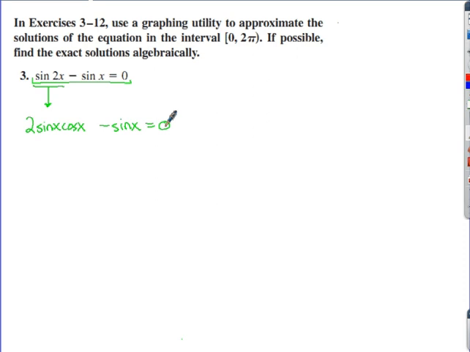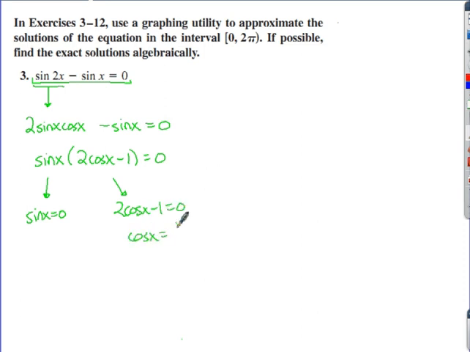Okay, so how do we solve this thing? Well, we need to, first of all, take out the common factor, which is sine x, and then we're left with 2 cos x minus 1 equals 0. All right, so that gives us two equations. The first one is either sine x equals 0, or the other alternative is that, I'll write it this way, 2 cos x minus 1 equals 0, which means cos x equals 1 over 2. So we have two equations.